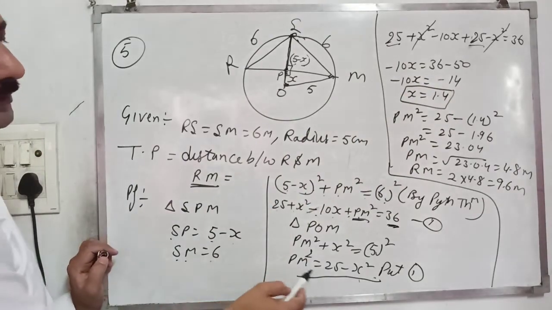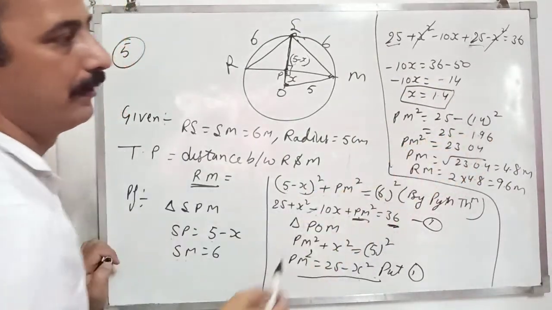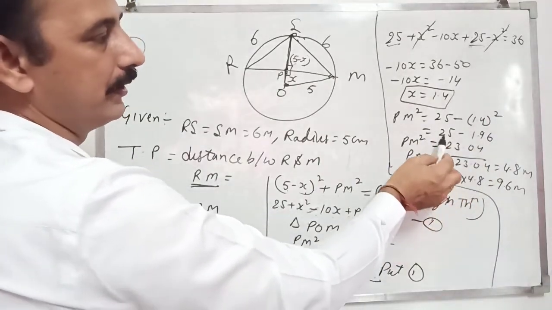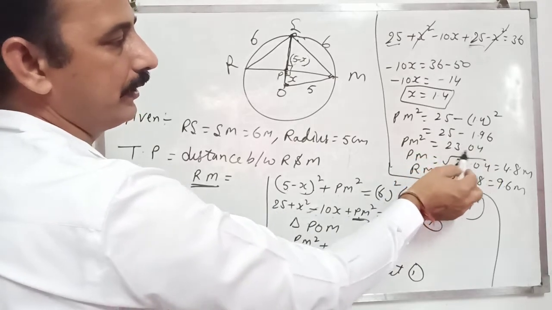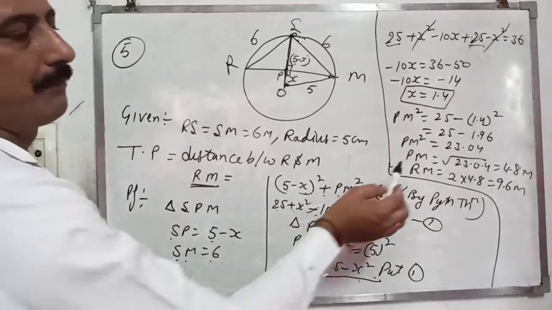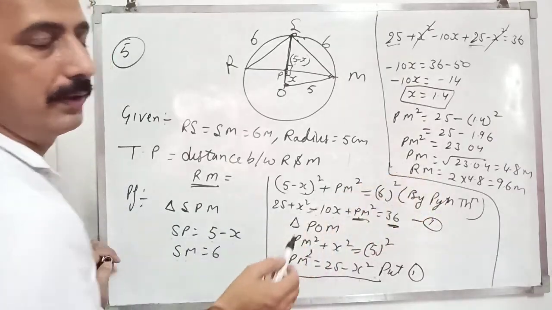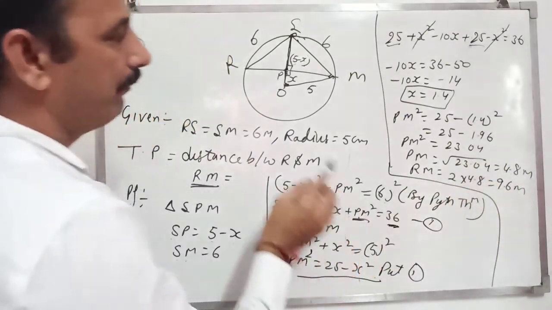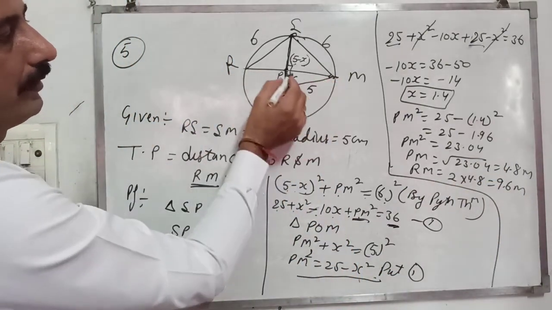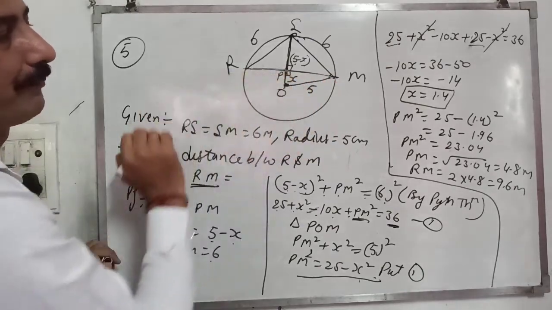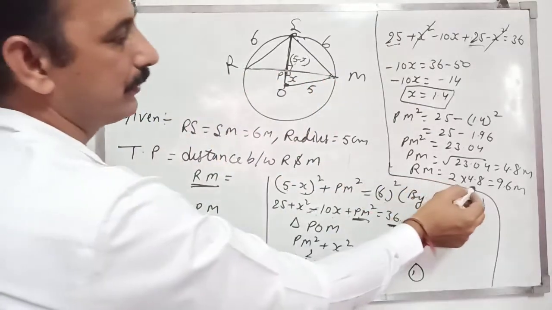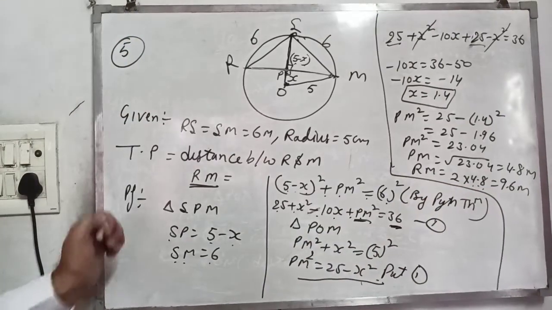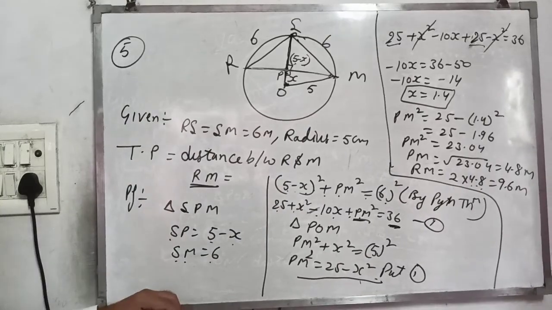Now we want PM square. So it's 25 minus 1.4 square. So 1.4 square is 1.96. So 25 minus 1.96 you get 23.04. So if we want to find the square root of 23.04, you get 4.8. But we want to find R to M, that is the PM. It's a double. We know that it's a double. So twice of 4.8 is 9.6. So it means the distance between Reshma and Mandeep is 9.6.